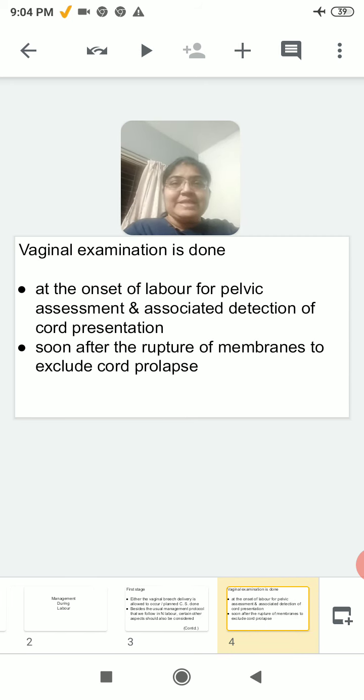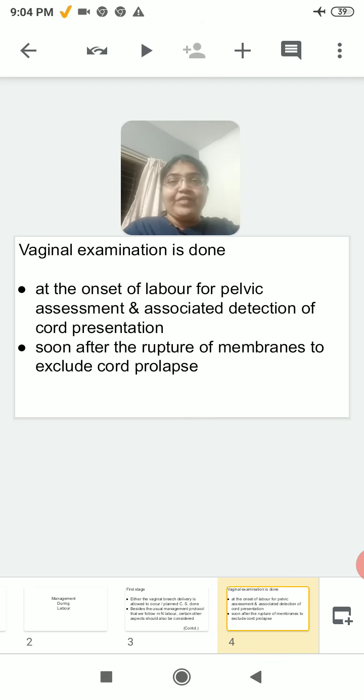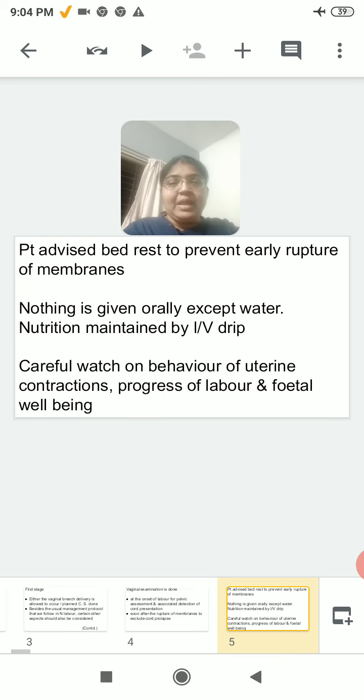First, vaginal examination is done at the onset of labor for pelvic assessment, that is to see the pelvic adequacy, and associated detection of cord presentation, because it is likely to occur in breech presentation. Soon after rupture of membrane, PV examination is done to exclude the cord prolapse. Another risk factor is cord prolapse along with the breech presentation.